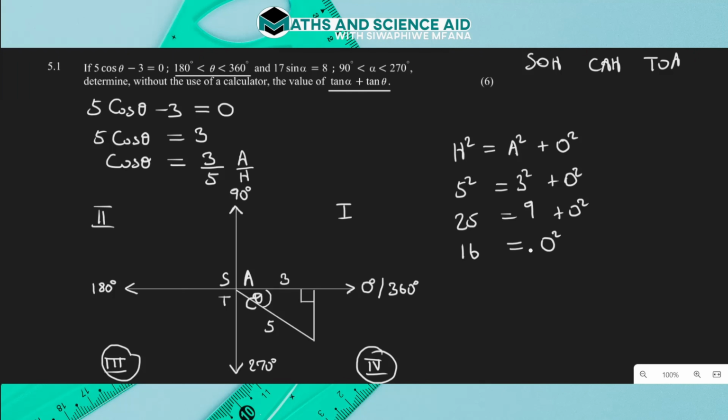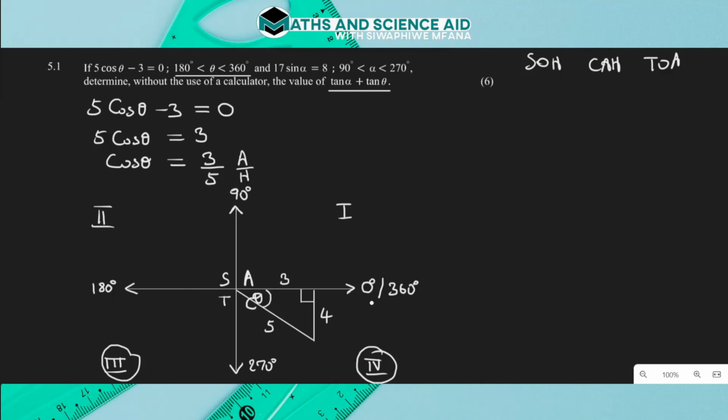And then we just need to square both sides of the equation to get 4 equals the opposite side. So the opposite side is equal to 4 units. Okay? And so we are done with the cosine ratio. Now let's move on to the sine ratio and follow the exact same steps.